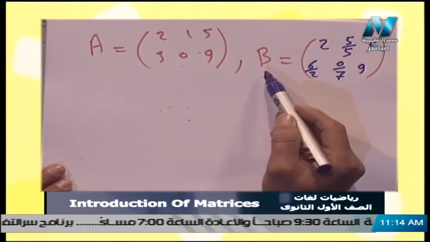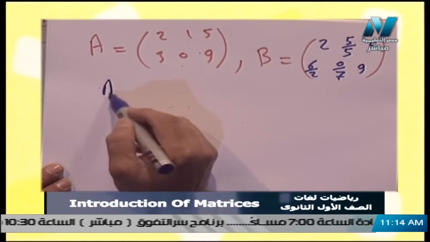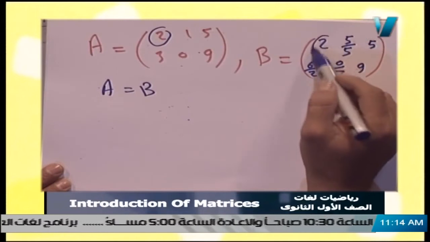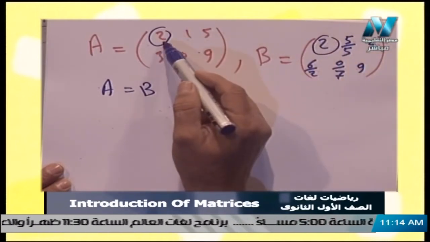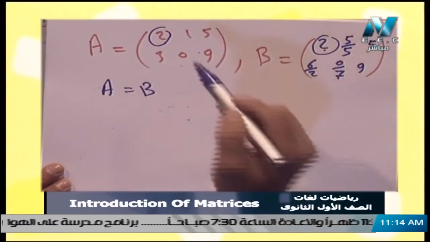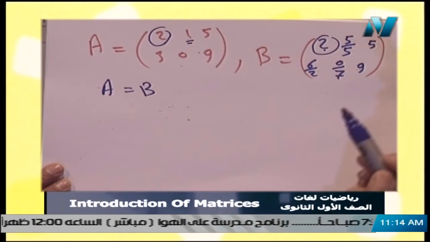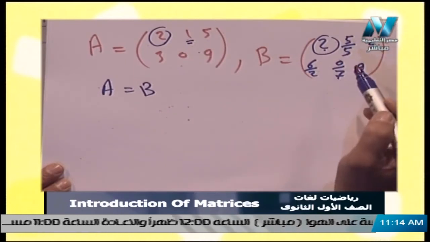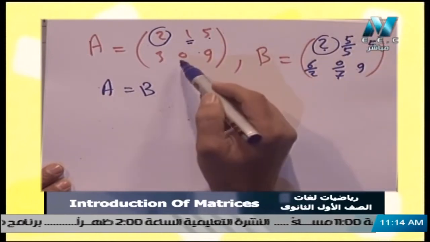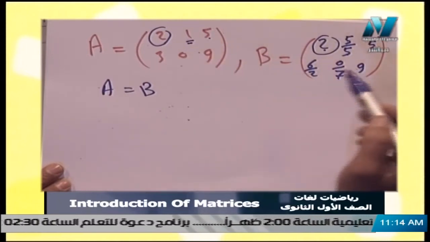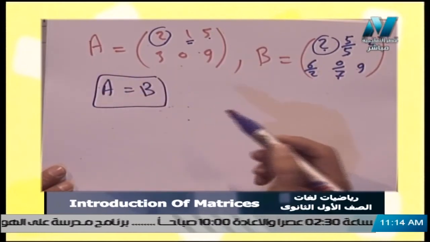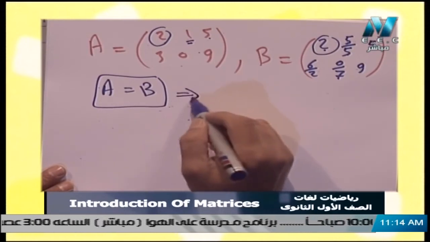Is A equal to B? Of course A equals B, because each element here equals its corresponding element. A11 equals 2 and B11 equals 2 also. A12 equals 1, and 5 divided by 5 equals 1 also. 5 equals 5 of course. 3 equals 6 over 2. 0 equals 0 over 7. 9 equals 9. So matrix A equals matrix B. Yes, you say that it's very easy.